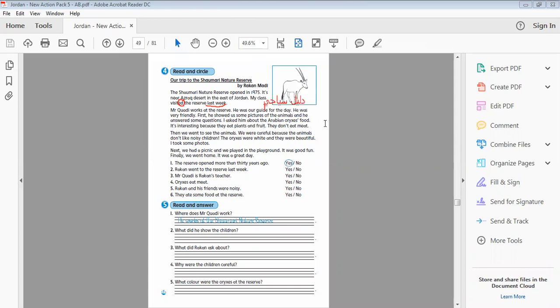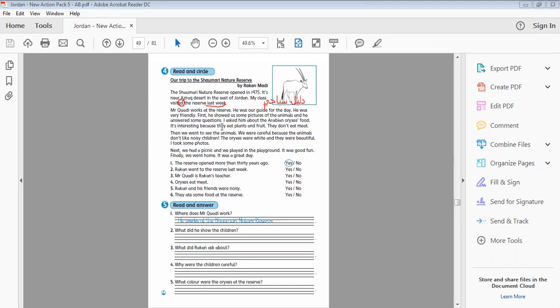Now, for the day, he was very friendly. Friendly is an adjective. First, remember when we said first, then, next, finally, they are used here in the paragraph as instructions. He showed us some pictures, us is a pronoun, of the animals, and he answered some questions. Of course, since he is a guide, you have to answer some questions. I asked him, asked is also a regular verb because it ends with ed, about the Arabian oryx's food.